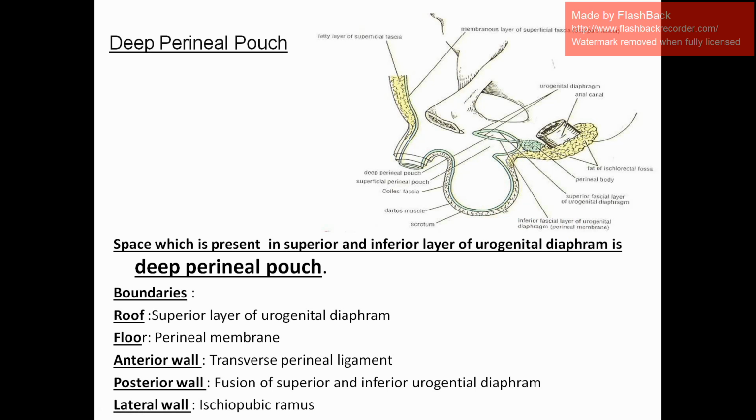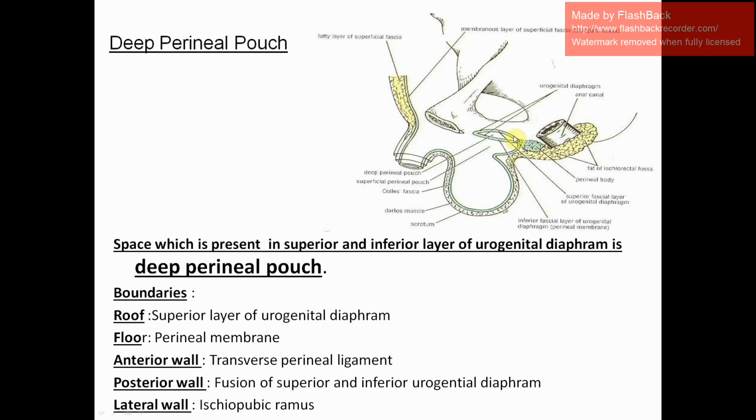Now we'll see what exactly the deep perineal pouch is. This is the deep perineal pouch. This is the space which is present between the superior and inferior layers of the urogenital diaphragm. So this is the urogenital diaphragm. It has the superior layer and the inferior layer. The inferior layer is also called the perineal membrane.